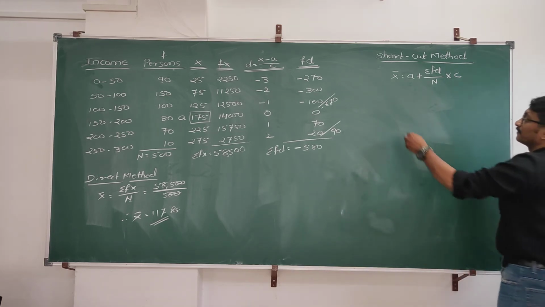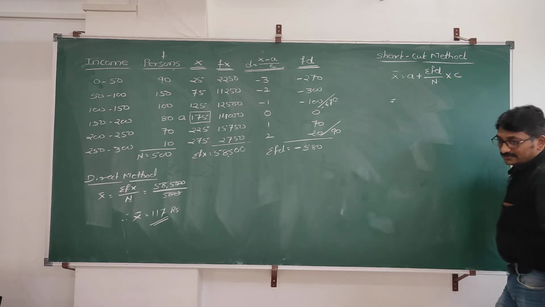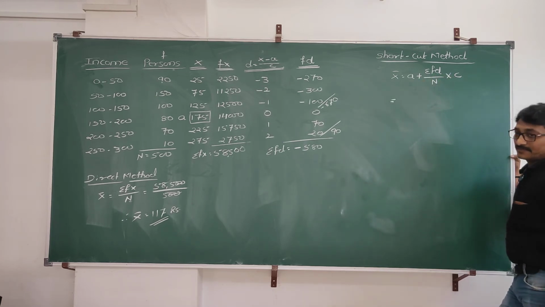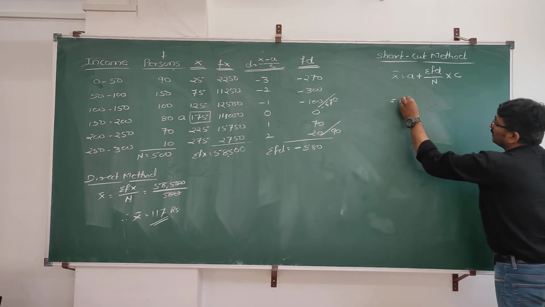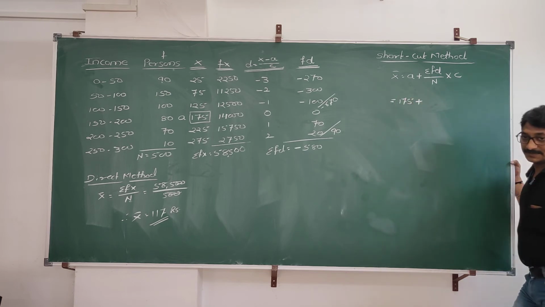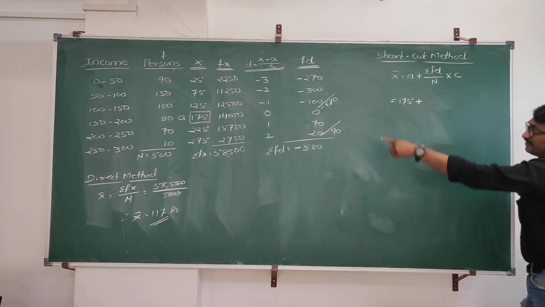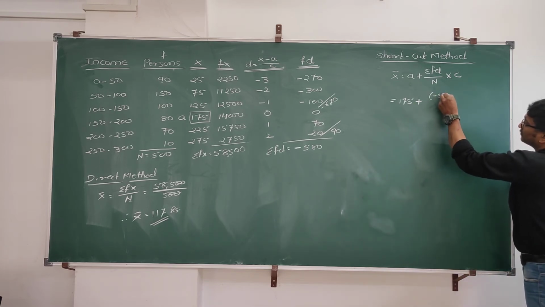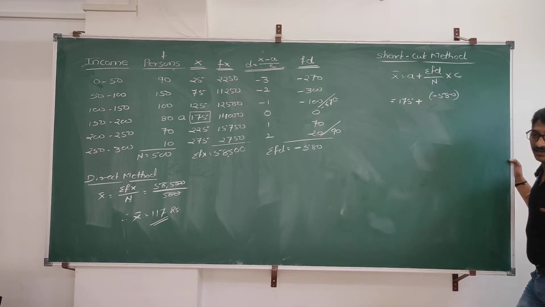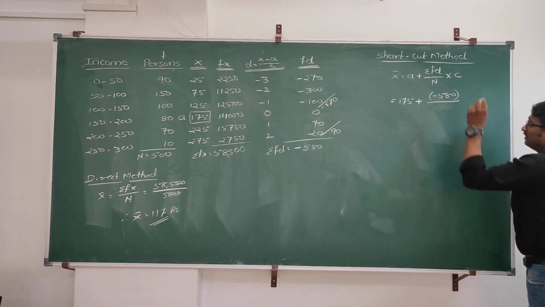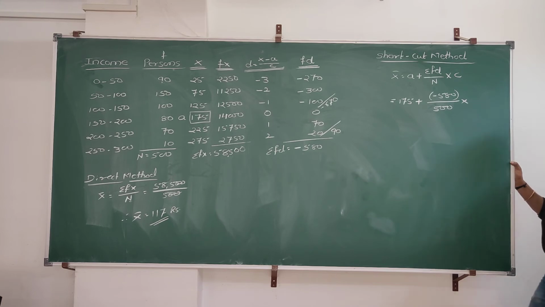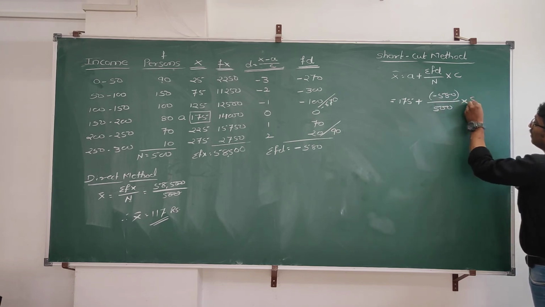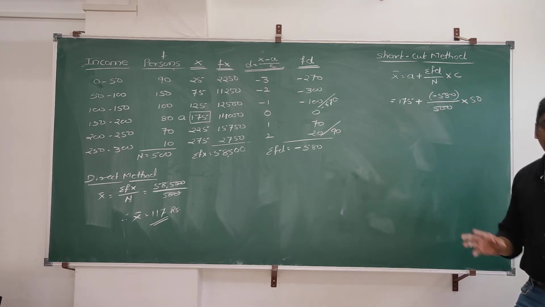Now we will apply the formula. Already you have written the formula. What is A? We have assumed one value, that is our A value, correct? Which value did we assume? 175 plus. What is summation FD? Summation FD we have calculated as minus 5. So I will keep this in a bracket, because it is a negative value, minus 5. This is divided by N, what is the N value? 500. And it is multiplied by C. C is nothing but the difference in class interval. What is the difference in class interval? 50.